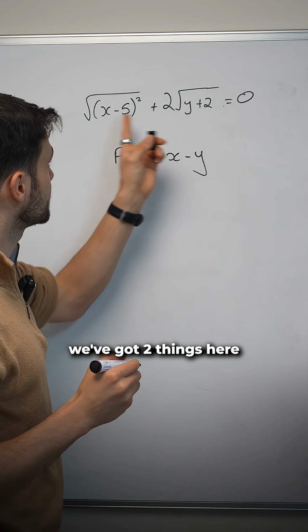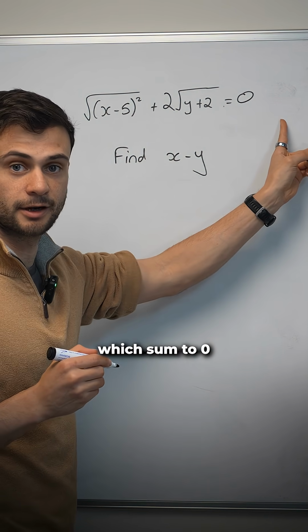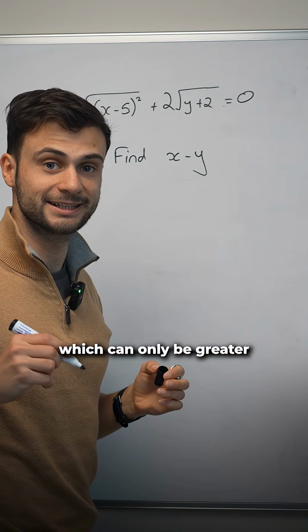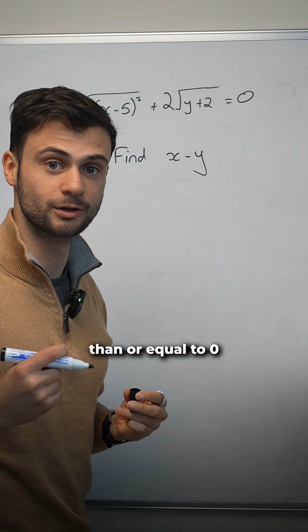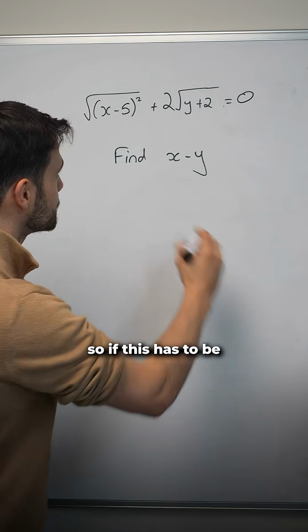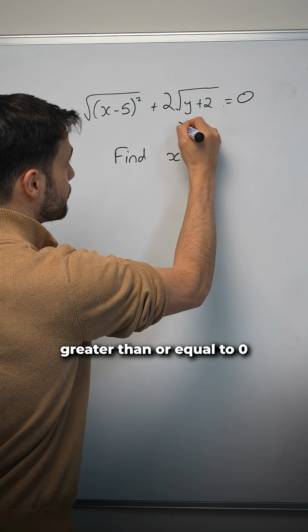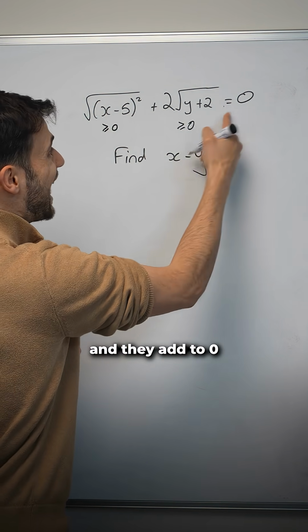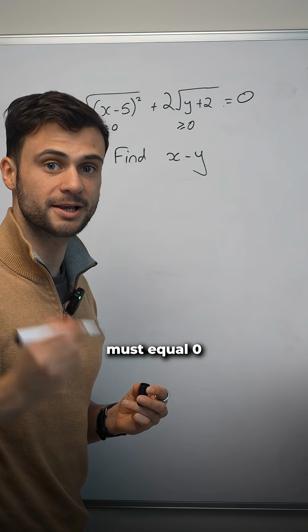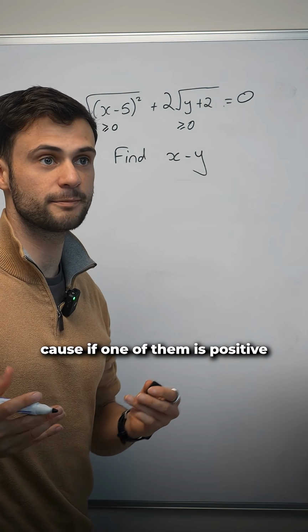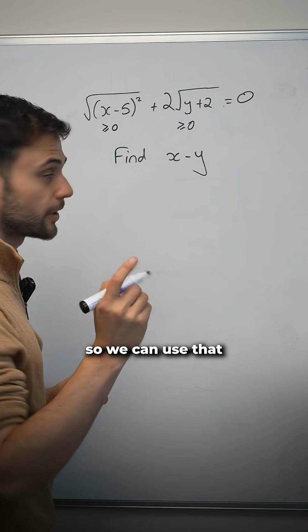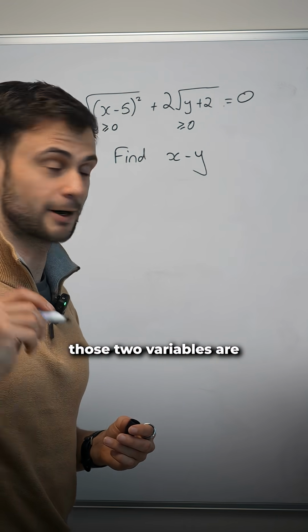We've got two things here which sum to 0, yet we also have square roots which can only be greater than or equal to 0. Do you see what's going on? So if this has to be greater than or equal to 0, and this also has to be greater than or equal to 0, and they add to 0, then they both must equal 0. Because if one of them is positive or they're both positive, then they're going to add to a positive number. So we can use that to find what those two variables are.